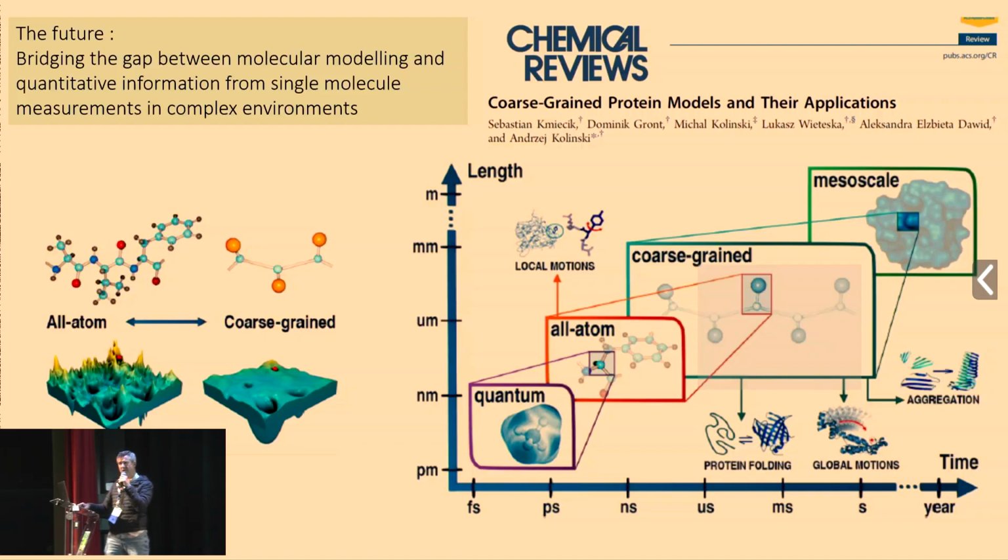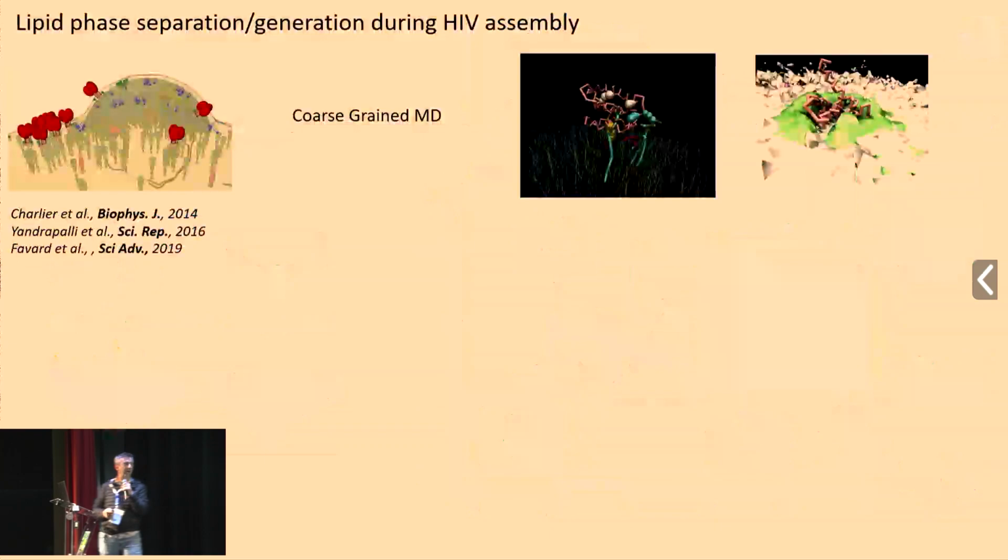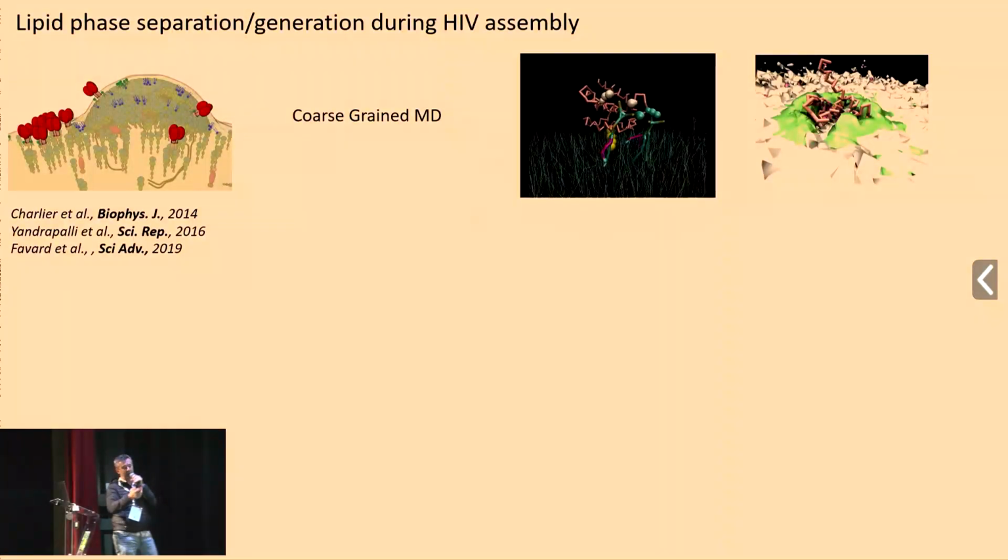So just to finish, and to talk a little bit about what we're doing in the lab. For example, here is a coarse-grained molecular modeling of a protein of the HIV virus binding to the surface of a lipid membrane.